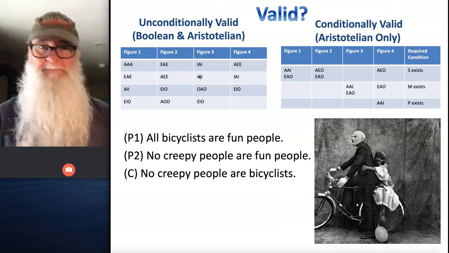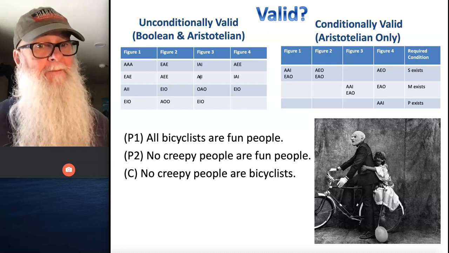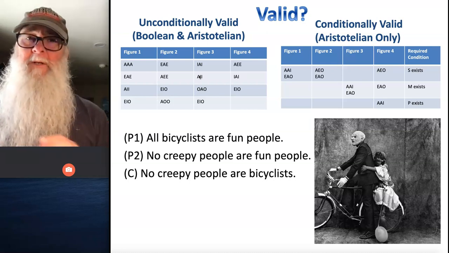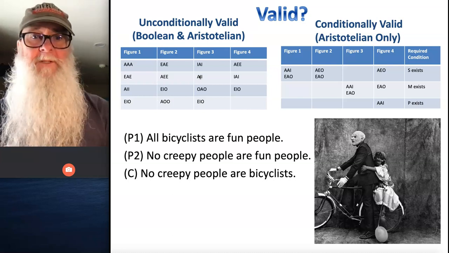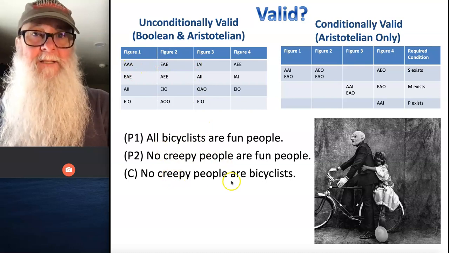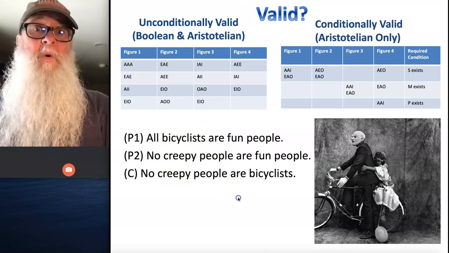All right, let's try one more. All bicyclists are fun people. No creepy people are fun people. Therefore, no creepy people are bicyclists. So we look first at the mood. What's the mood of this argument? We have an A statement premise, an E statement premise, and an E statement conclusion. That tells us this is an AEE mood.